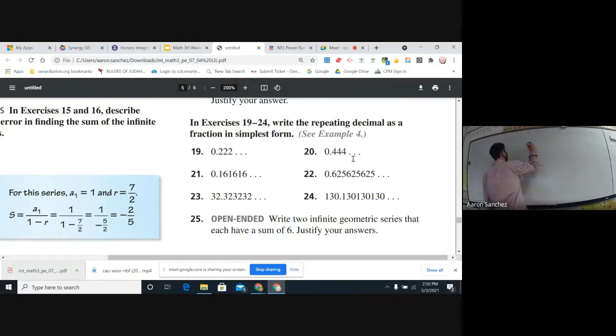Number 19. Write this as a fraction: 0.2222 on forever. Okay, let's get you on the screen.